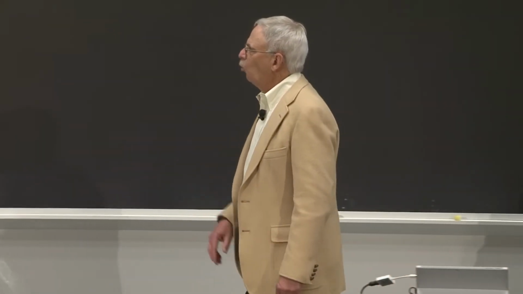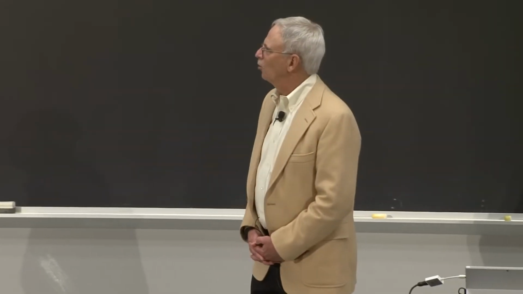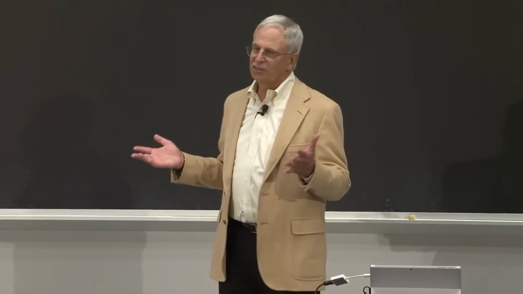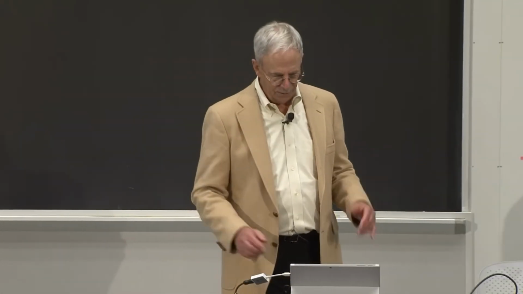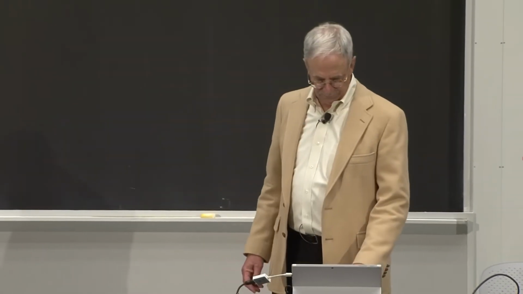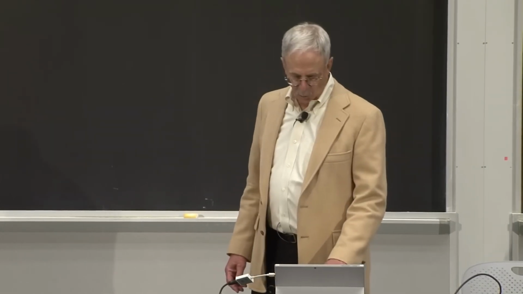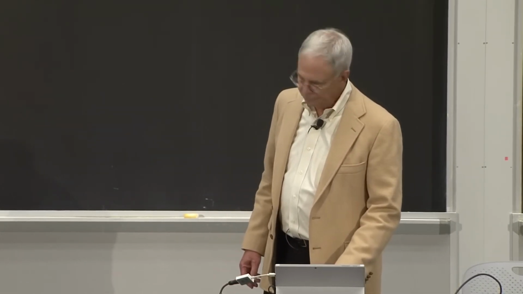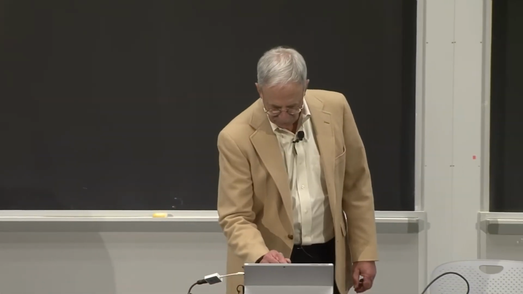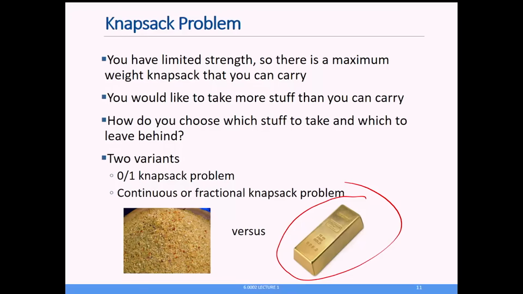So here's, in written words, what I just said orally. There's more stuff than you can carry, and you have to choose which stuff to take and which to leave behind. I should point out that there are two variants of it. There's the 0-1 knapsack problem and the continuous. So the 0-1, it would be illustrated by something like this. The 0-1 knapsack problem means you either take the object or you don't. I take that whole gold bar or I take none of it.